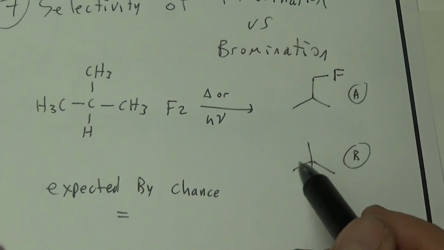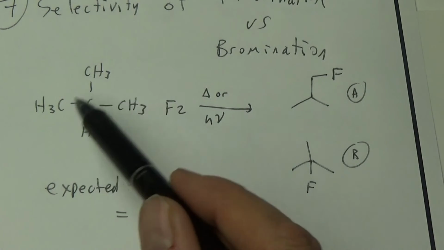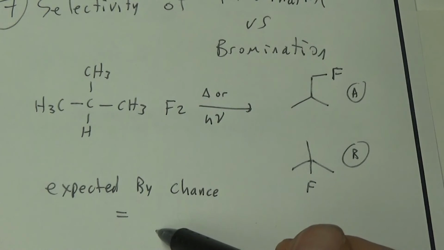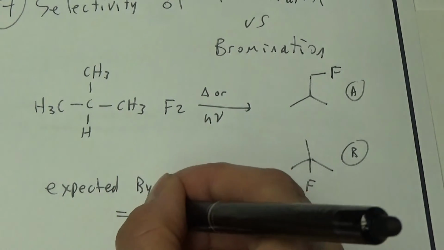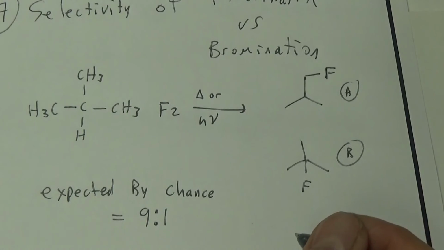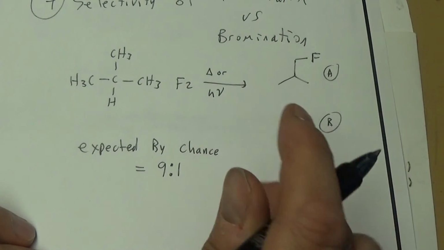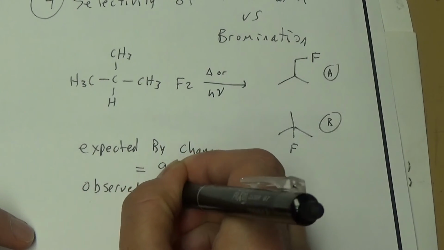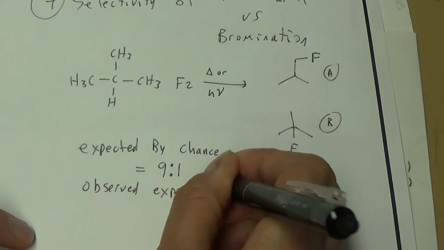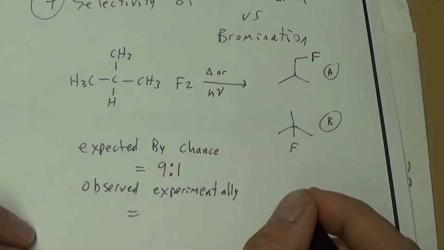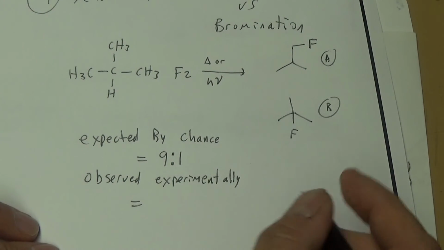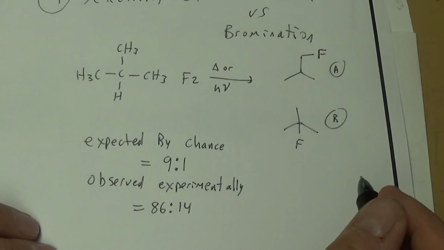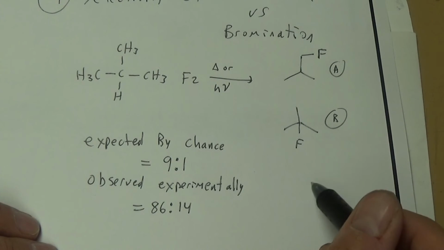Anyway, what's the expected by chance? Again, it's essentially just the number of hydrogens on the outside versus the number of hydrogens on the inside. So if there's no selectivity at all, it would be 9 to 1. All right, and what's observed experimentally is almost that, 86 to 14. So that's a pretty huge deviation from what we just saw with chlorination.